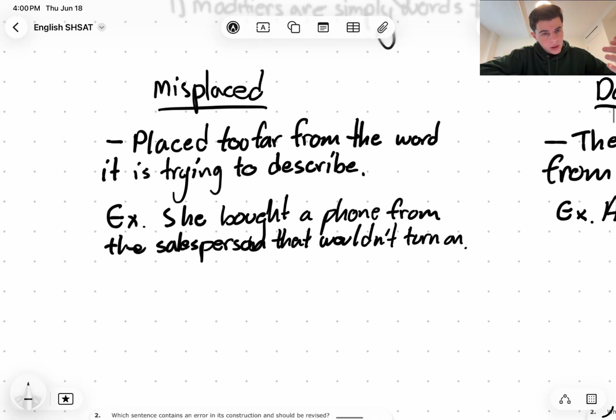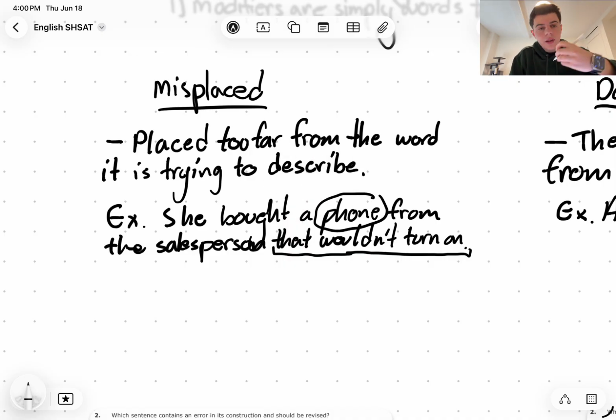So here I have a little example for you guys. She bought a phone from the salesperson that wouldn't turn on, right? Here, that wouldn't turn on, that's our modifier, right? What is our object? It's the phone, right? And the thing that's modifying that object is the fact that it wouldn't turn on, right? Just like cat was the object and fast was the thing modifying it, right? So if this is our modifier and this is our object, they should go together, right?